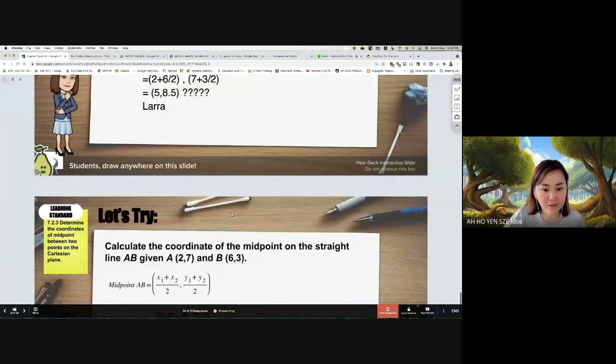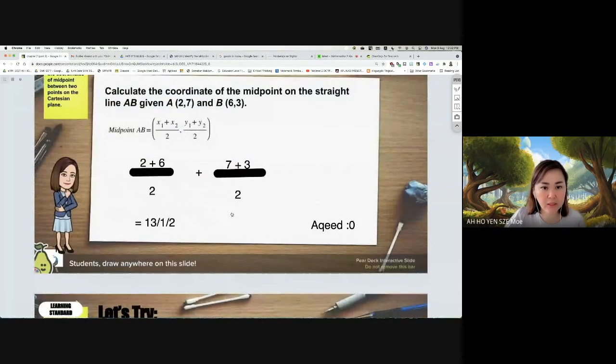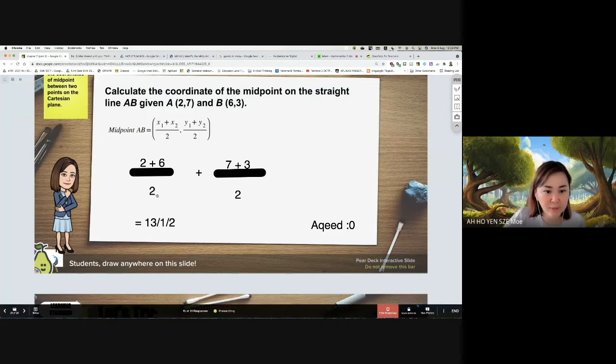Cek balik Lara, tekan balik calculator anda ya. Okay, Akid pun sama. Akid mana silap tu? Kenapa boleh jadi 13 1/2 pula? What is this? Akid, 2 plus 6 divided by 2. What's the answer? Supposed to be answer, Akid.